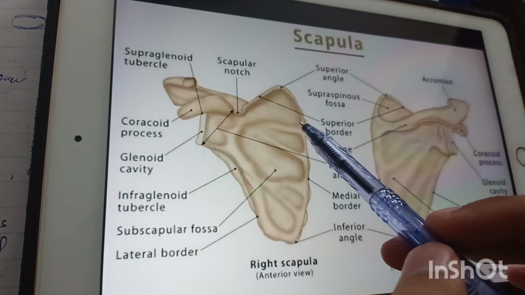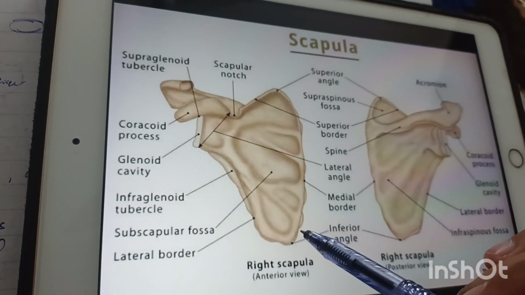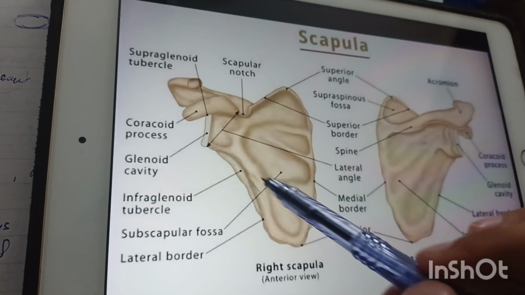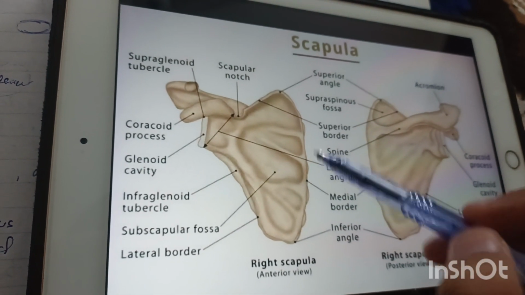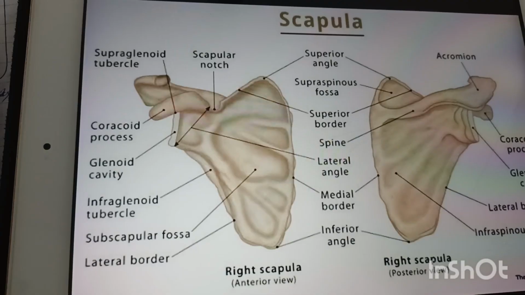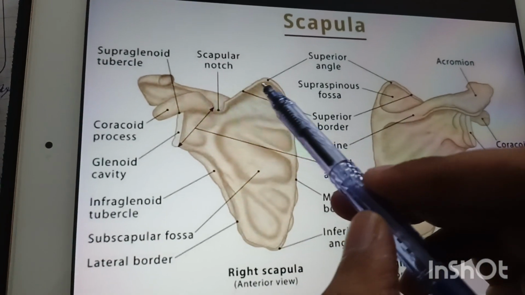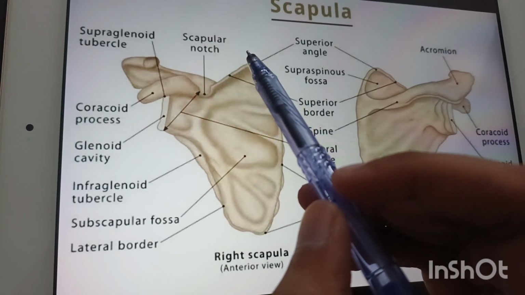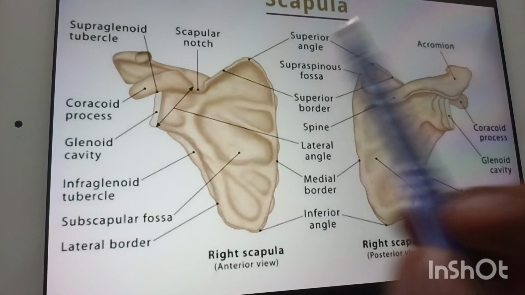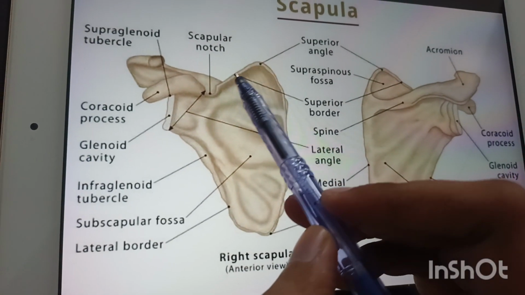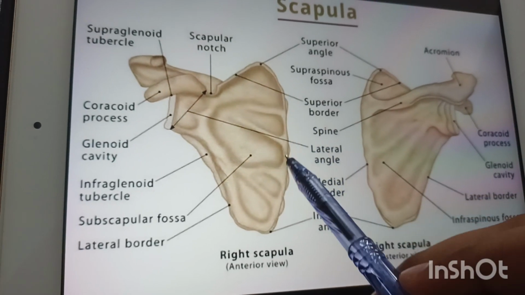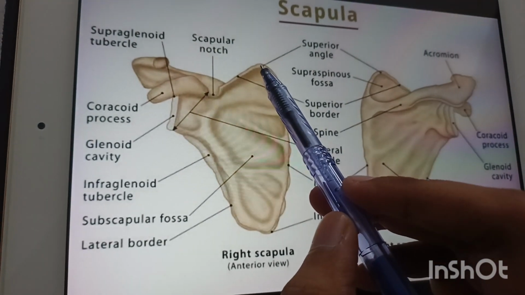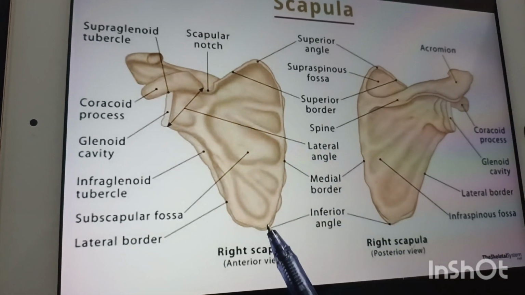And this is the medial border. This is the lateral border. The lateral border is always thick as compared to the medial border. This is the superior angle. This is the inferior angle. The superior angle is between the superior border and the medial border. So between the superior border and the medial border, there is the superior angle.